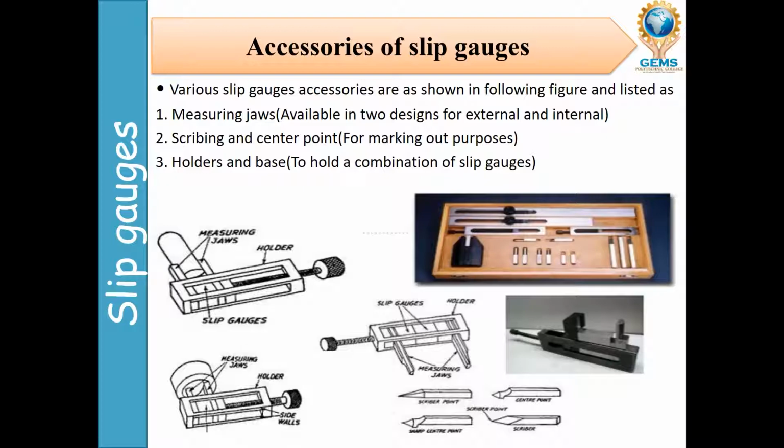Holders and base. The holder is to hold the combination of slip gauges. The base means it will be kept on the surface; if you want any vertical measurement, the base will be used. These are the accessories of slip gauges.